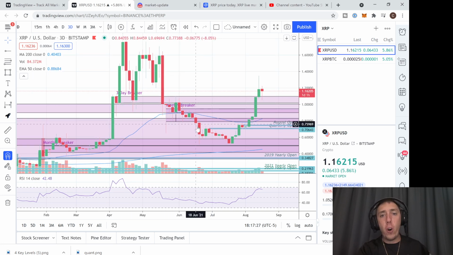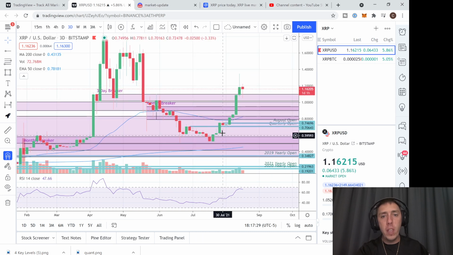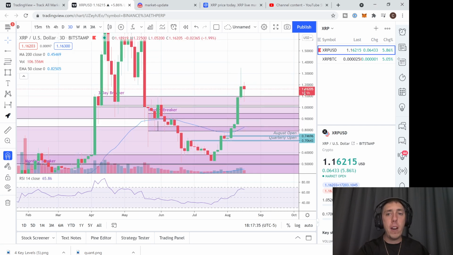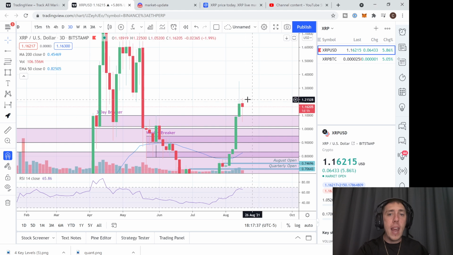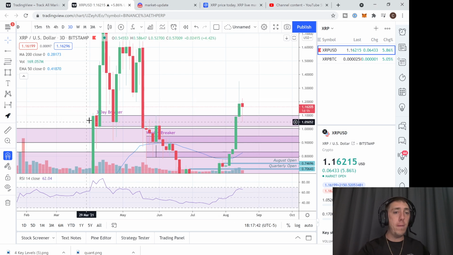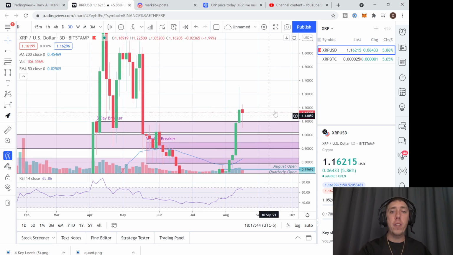So it falls really, really harshly to the downside, comes back up, and what are we retesting? That 3-day breaker, guys. Very interesting, right? So right now, as of today, we've had a successful retest of this major 3-day breaker. This is what we want to see for a continuation of the upside.